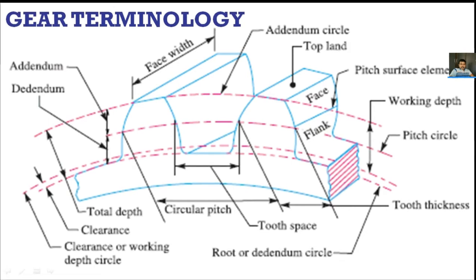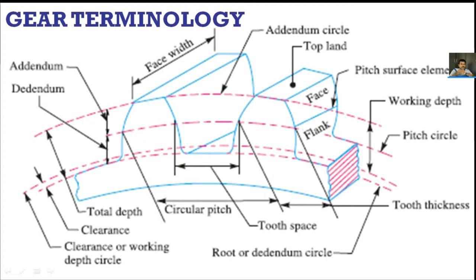This pitch circle is the circle where the mating of two gear teeth takes place. So the pitch circle lies between the addendum and dedendum circles radially. The addendum circle and dedendum circle are represented with respect to the pitch circle by considering certain radial distances. The addendum circle is outside the pitch circle, and the dedendum circle is inside the pitch circle.